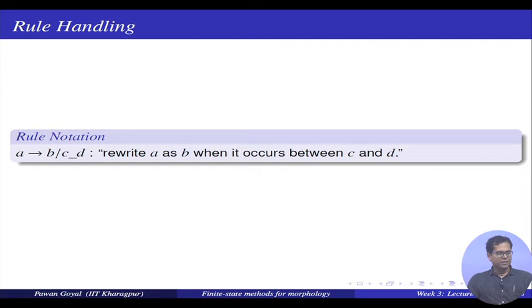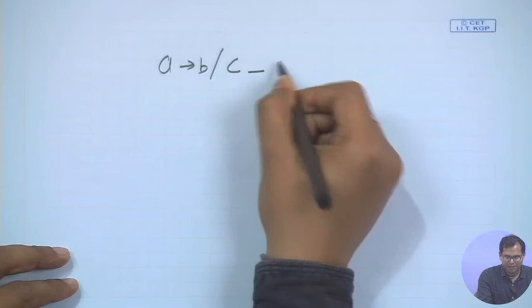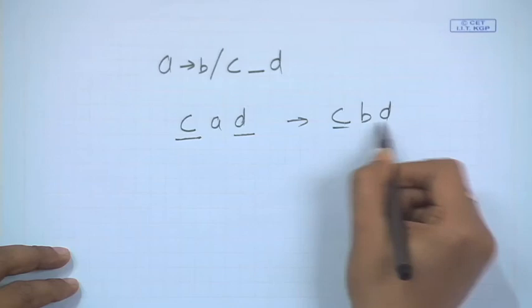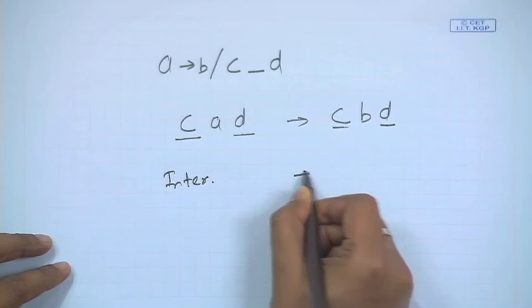So the rule says that a letter A is converted to B if A is preceded by C and followed by D, okay. So, this is, if you remember the context sensitive grammar. So, that is what I am saying, A is converted to B if preceded by C and followed by D. That means, whenever A comes between C and D, then you convert A to B, okay. This is the context sensitive rule. So, these kinds of spelling change rules you can apply to go from the intermediate label to the surface label. You can use these rules to do the conversion.